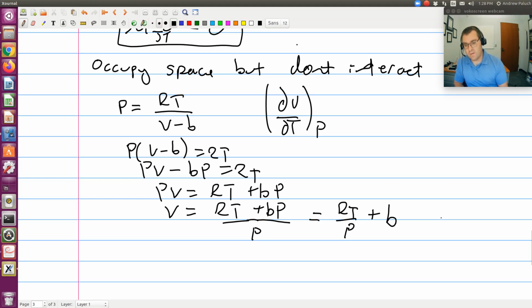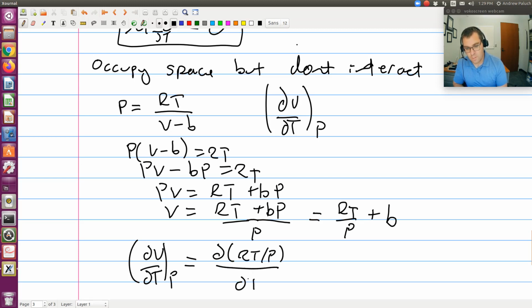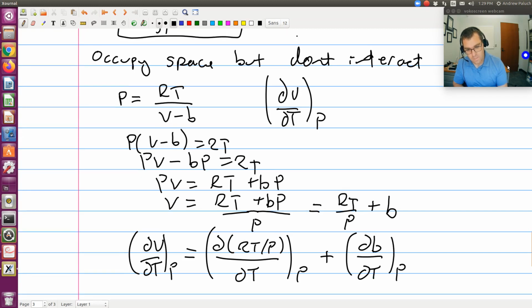All right, so then if I were to work out dV dT at constant P, I can apply the operator to these two terms and add them up. I'm going to write it as partial of RT over P with respect to T at constant P, plus partial of B with respect to T at constant P.